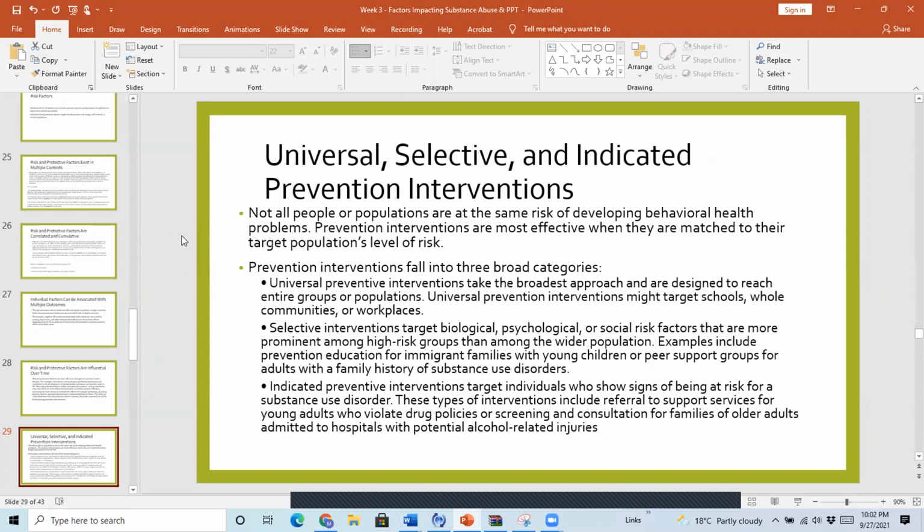So this is now where we're targeting something more specific. One example would be prevention education for immigrant families with young children. We're being very specific. We're not putting an advertisement on a bus shelter like we did with the universal preventative intervention. We're selecting specific groups that we've identified as needing this extra information and this extra support. And then we have indicated preventative interventions. This is where you find one person, two people, a family, and you're specifically providing them with the supports that they need.